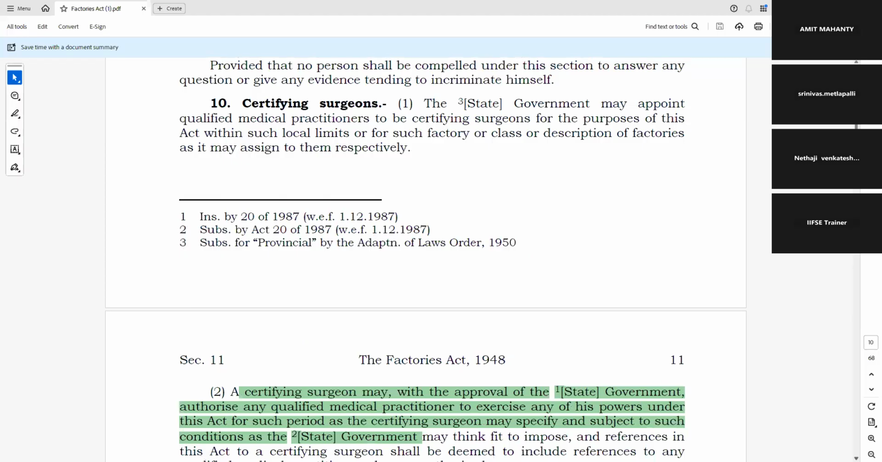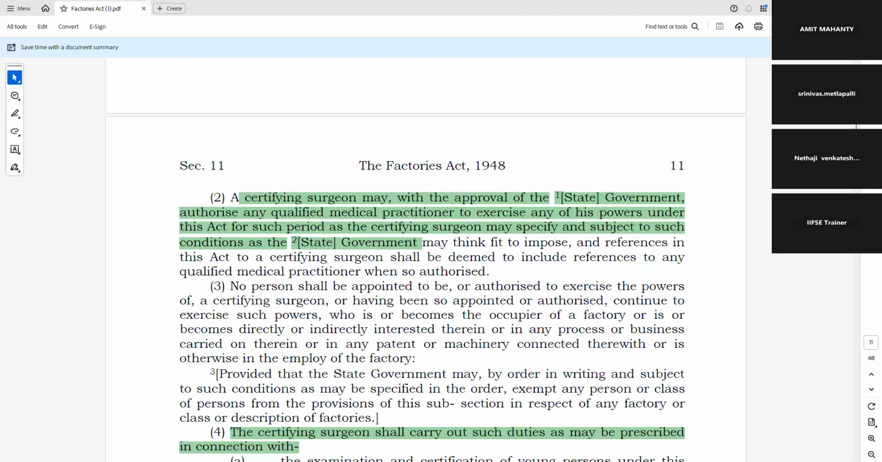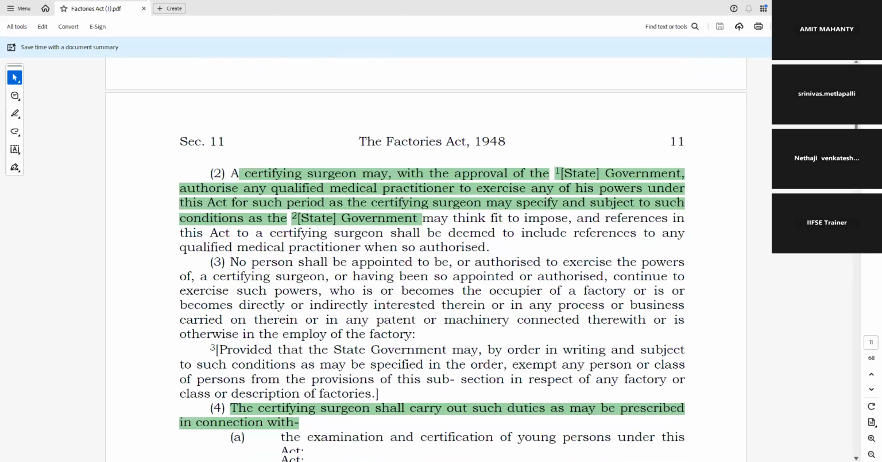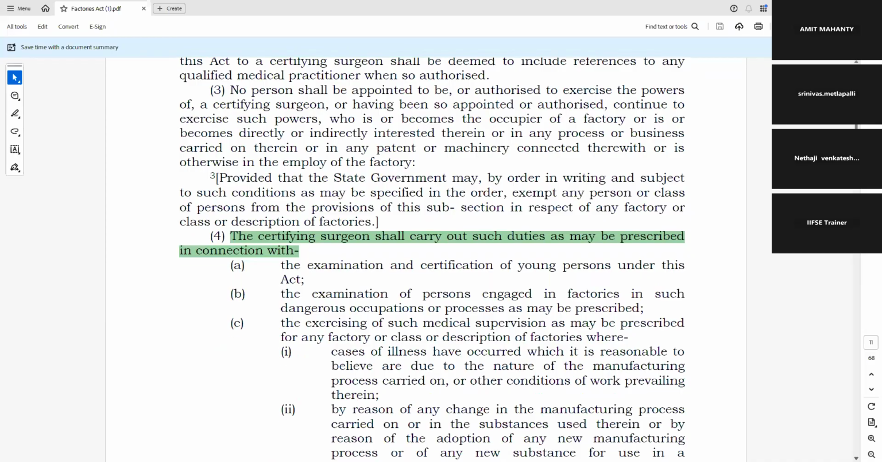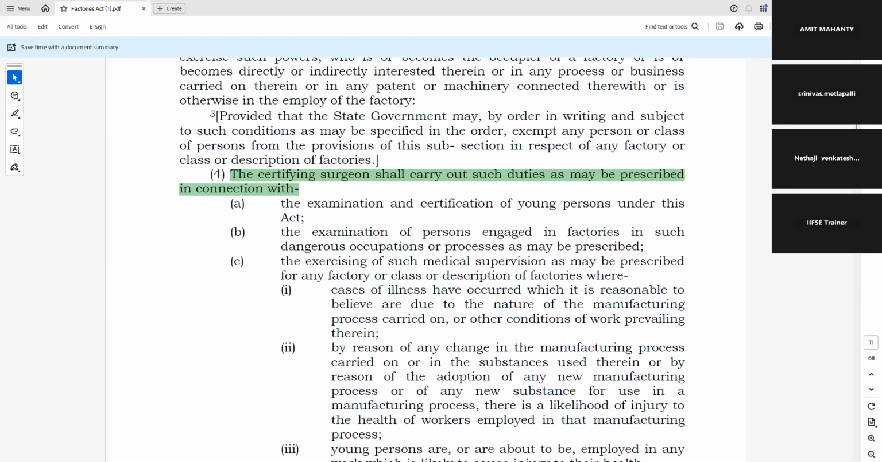Then we have seen certifying surgeons also. A certifying surgeon is nothing but a qualified medical practitioner appointed by the state government. He will be acting as certifying surgeon. Here also we have a few duties. They do the examination and certification of young persons under this act. When we say young, it is someone above 14 years and below 18 years of age. Those are called young workers.